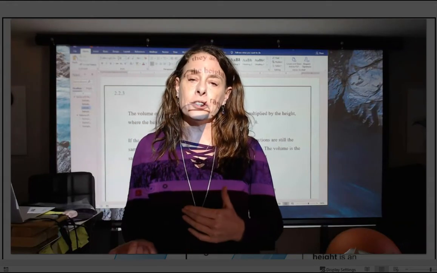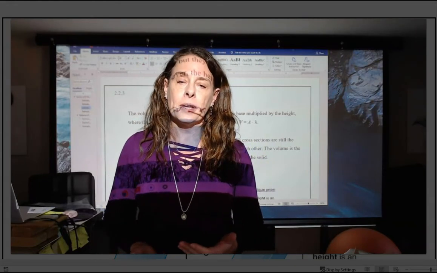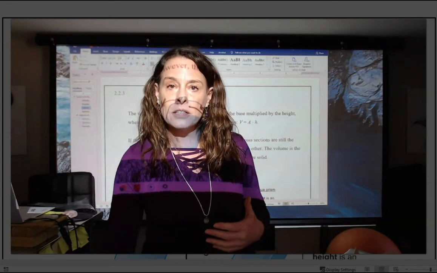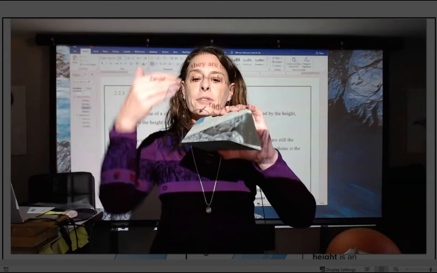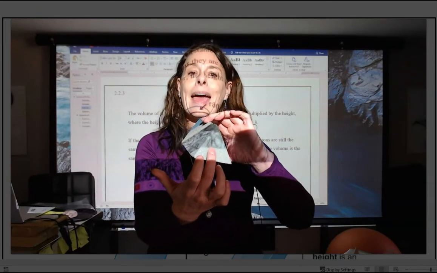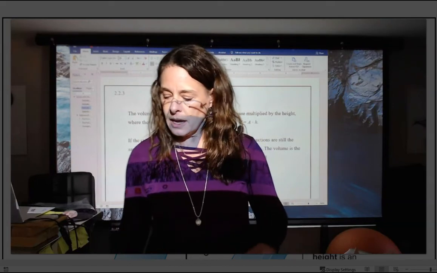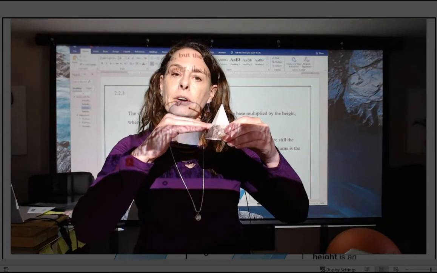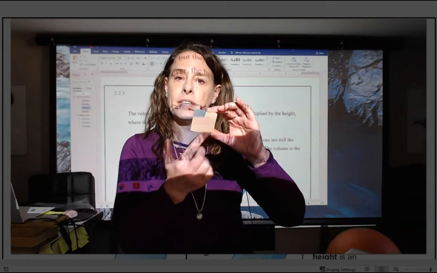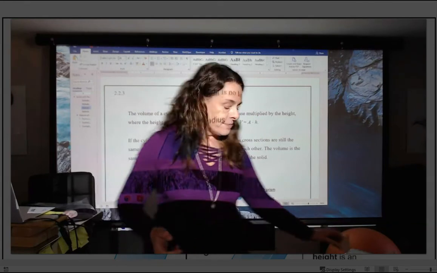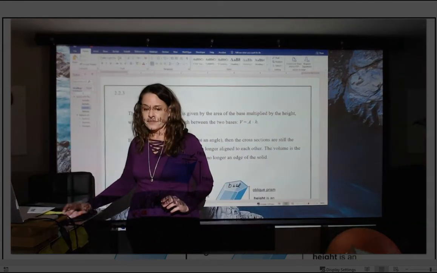Let's go back to the screen and let's talk about the formula and the relationship between the volumes of a cylinder, where all of the cross sections where you cut it are the same shape and the same size, and the volume of a pyramid, where when you slice it parallel to the base, you get all the same shape as the base, but smaller in size.